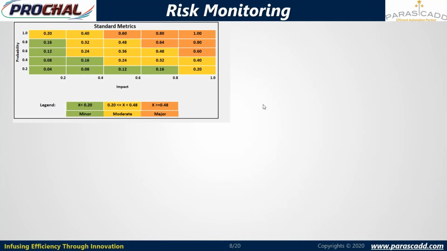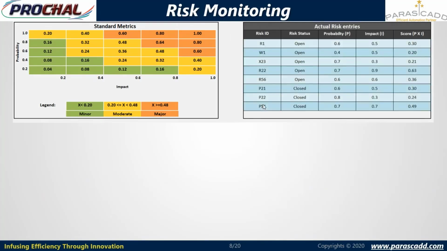In the risk standard matrix, we have differentiated the various values based on their legends, that is minor, moderate, and major. Minor values will be highlighted with the green color, moderate values with the yellow color, and major values with the orange color. Let's see some examples of risk matrix plotting.